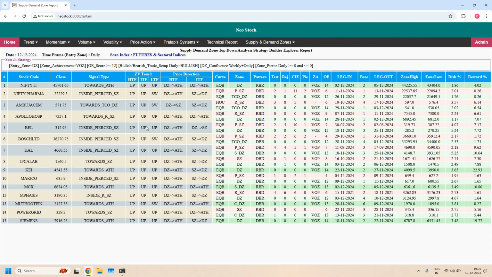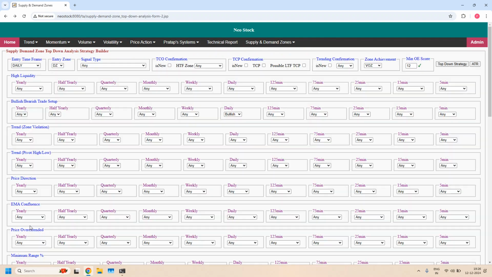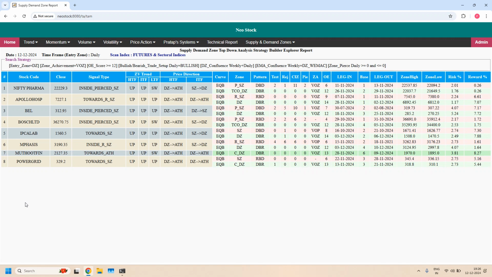Because the weekly trend is uptrend, out of these 15, if any of these weekly demand zones are having weekly EMA confluence, there could be even more high probability trade setup supported stocks. Let's verify. Because the daily zone is part of the weekly zone, in the EMA confluence at weekly time frame, I am enabling the filter weekly demand zone having weekly EMA confluence. So with this filter, we got 8 stocks.